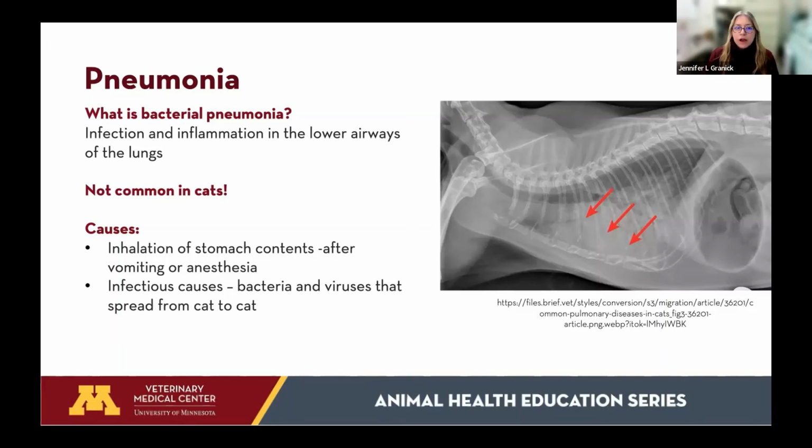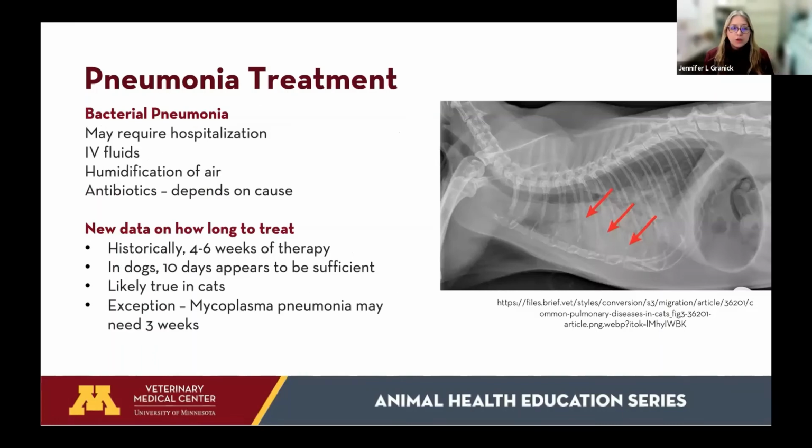So not very common, but what I wanted to talk to you about in terms of bacterial pneumonia is that in addition to your cats often needing hospitalized care so they can get IV fluids and we can humidify the air, they do need antibiotics.